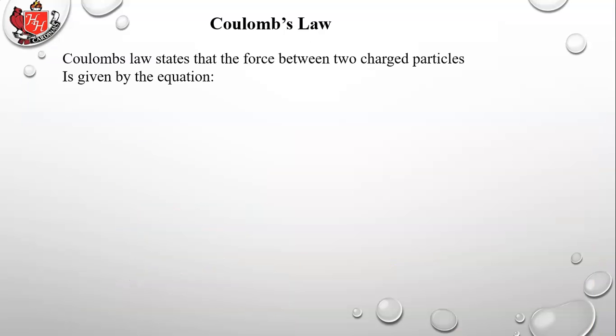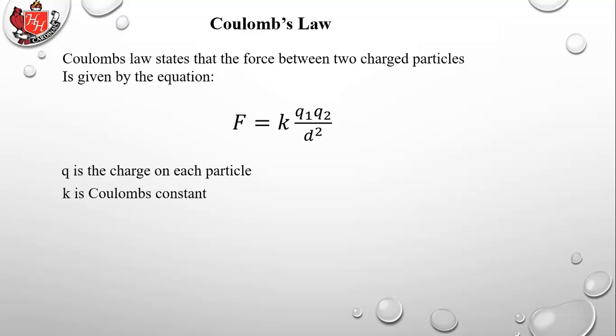Okay, finally, Coulomb's Law. Coulomb's Law states that the force between two charged particles is given by this equation. Q is the charge on each particle, so Q1 could be a proton, Q2 could be an electron, or the other way around, or it doesn't matter, they could both be protons. K is Coulomb's constant, we're not going to get into that. And D is the distance between the particles.